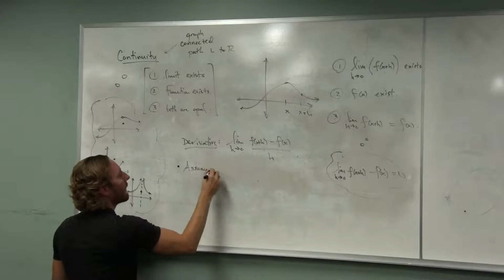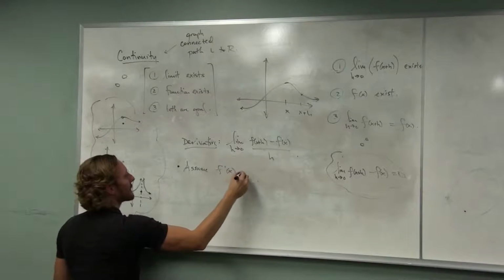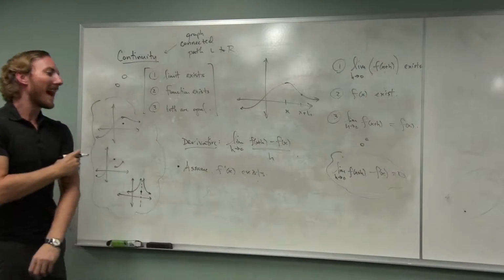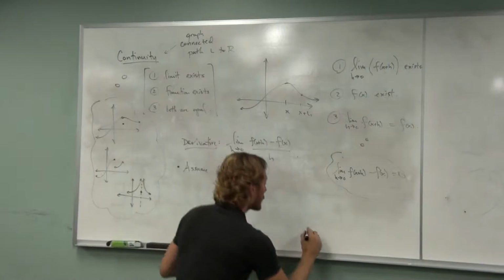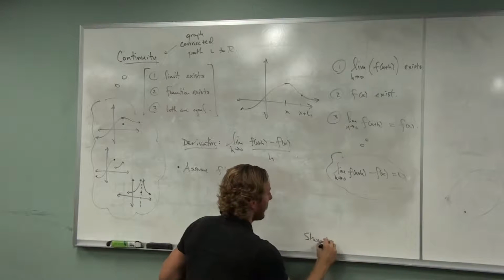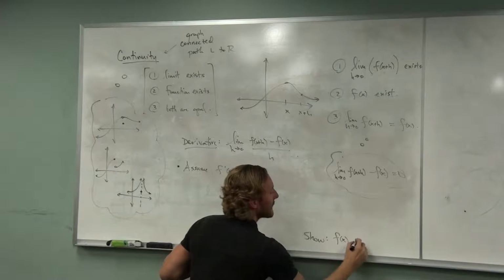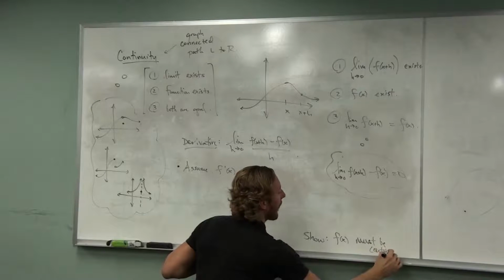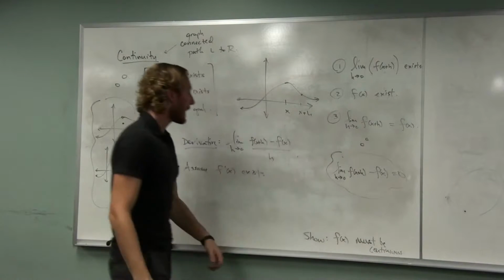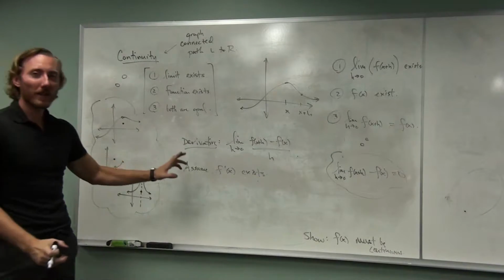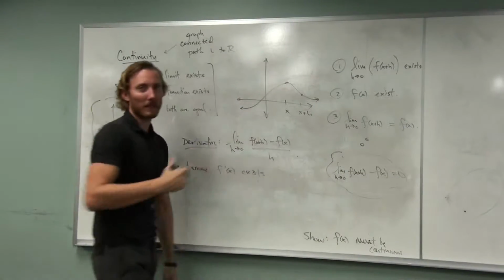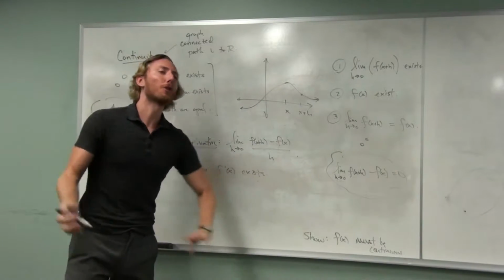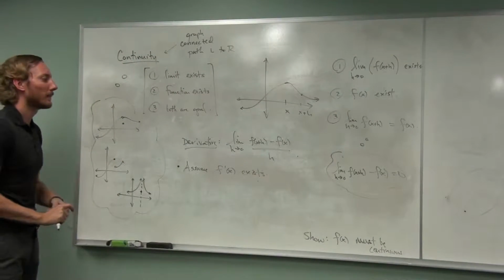Let's assume that f prime of x exists. Let's assume that our function has a derivative. What I'm going to show is that the function must be continuous. Which is to say that if you have a derivative, then you have to be continuous. Which is to say, if you're not continuous, you couldn't possibly have a derivative.